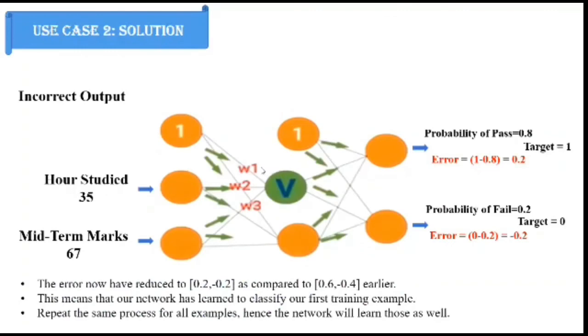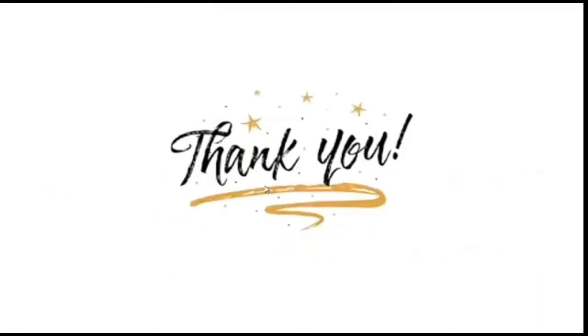Using back propagation, the probability of pass, that is the probability of the first node, changed to 0.8, and the probability of fail, that is the probability for the second node, changed to 0.2. So the error in prediction for the first node is 0.2 and for the second one is minus 0.2. After back propagating and updating all of these weights, we find that the error is reduced. This is how back propagation is used in optimizing the weights, and that is all about back propagation.